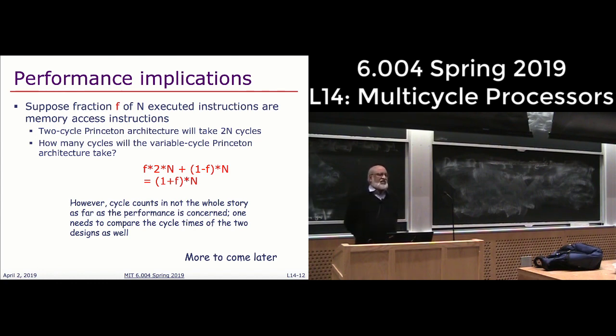This will be a significant improvement if you believe that memory instructions are probably not going to exceed 25% of the total instruction count in your program. Big win, right? 2n versus 1.25n. However, cycle count is not the full story. If you're talking of performance, then we always have to worry about what will happen to the clock cycle, because if the clock cycle gets longer, then you're not winning. So we always have to pay attention to that. We'll come back to this later.